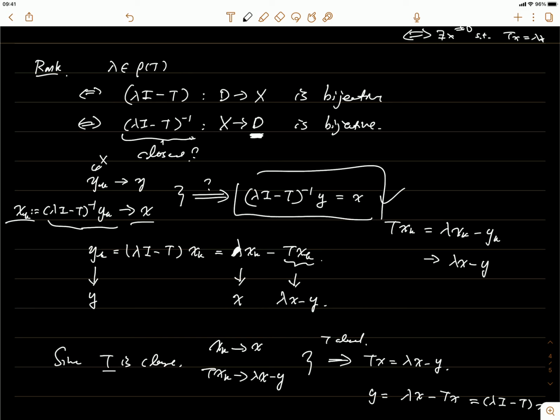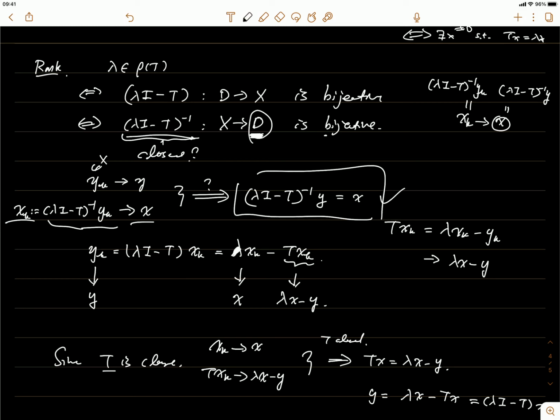And following the same idea, if you have xk converging to x, and since this is a bijection, I know that xk, converging to x, means that there exists some yk such that the inverse of lambda I minus t times yk is equal to xk. If I know this converges to x, then similar to before, I can show that this will converge to something like the inverse of lambda I minus t times y. And this means that x is also in D, and then D is a closed set. So following a similar idea, you can show that D is closed. And that means D is also complete.